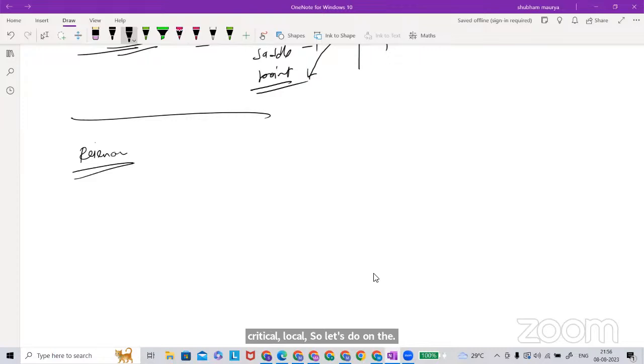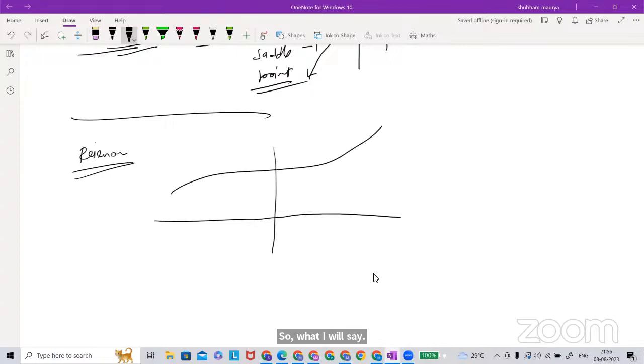So what is the Riemann sum, why is the Riemann sum needed? In a simple word I will say, suppose you have a graph, suppose this is a function f(x).